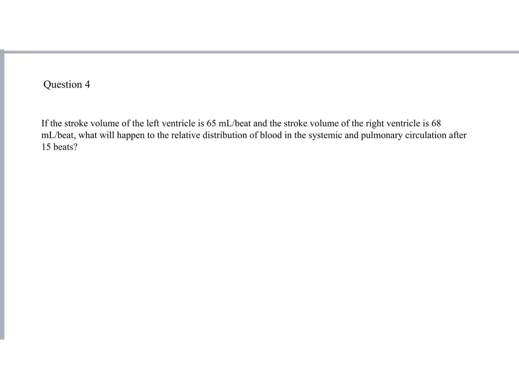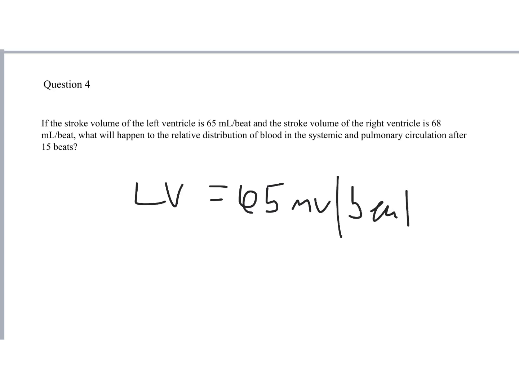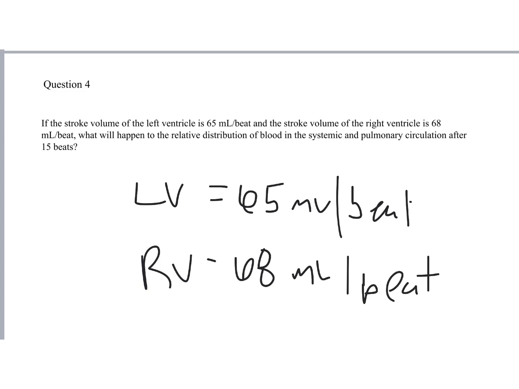All right, and then this question, if the stroke volume of the left ventricle is 65 milliliters per beat, and the stroke volume of the right ventricle is 68 milliliters per beat. God, that looks horrible. Anyway, what does that mean? What will happen to the relative distribution of blood in the systemic and the pulmonary circulation after 15 beats?